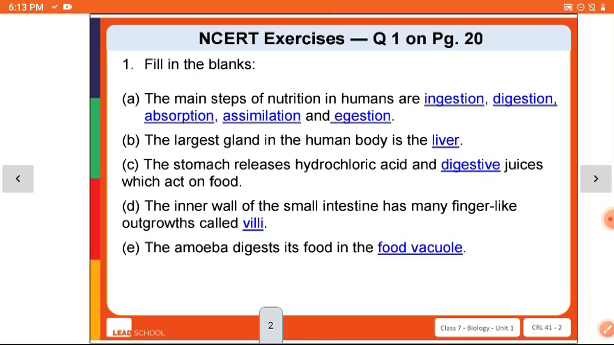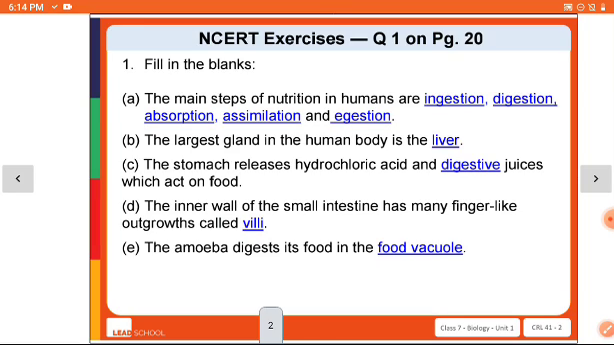So students, in our last lecture, we read about respiration. Today, first of all, we practice some NCERT exercises on page number 20. You have to open your NCERT books, page number 20. The first question is fill in the blanks.